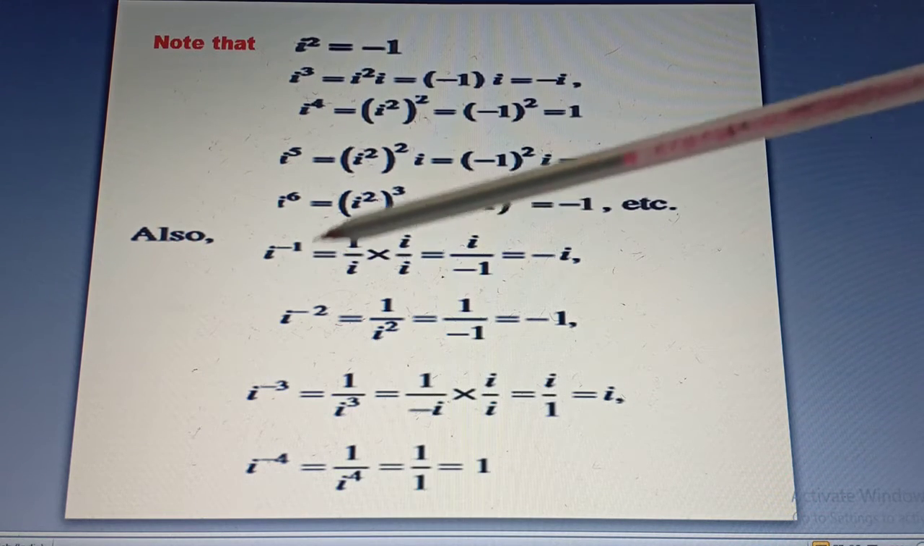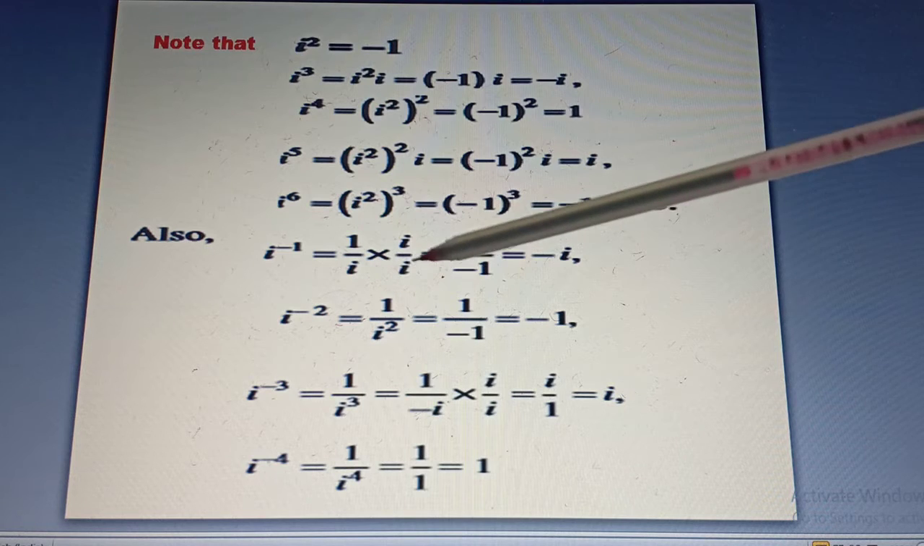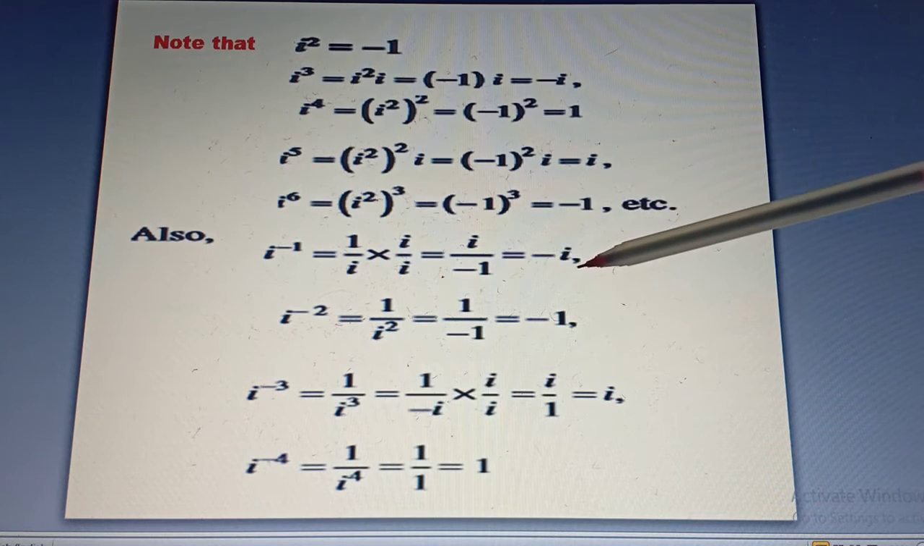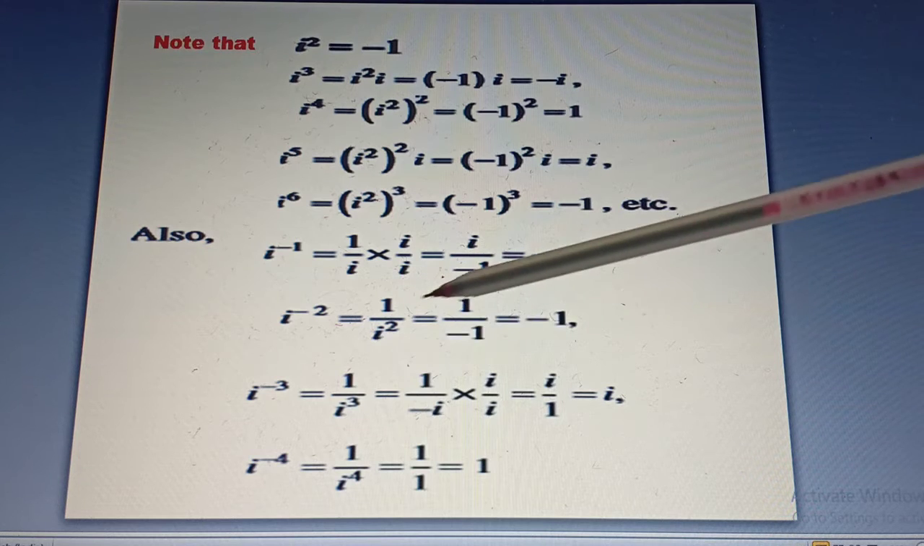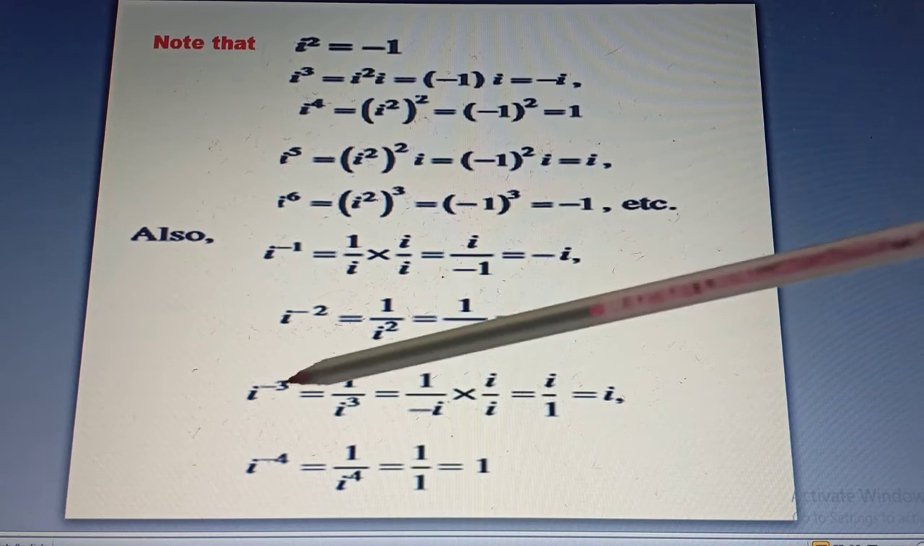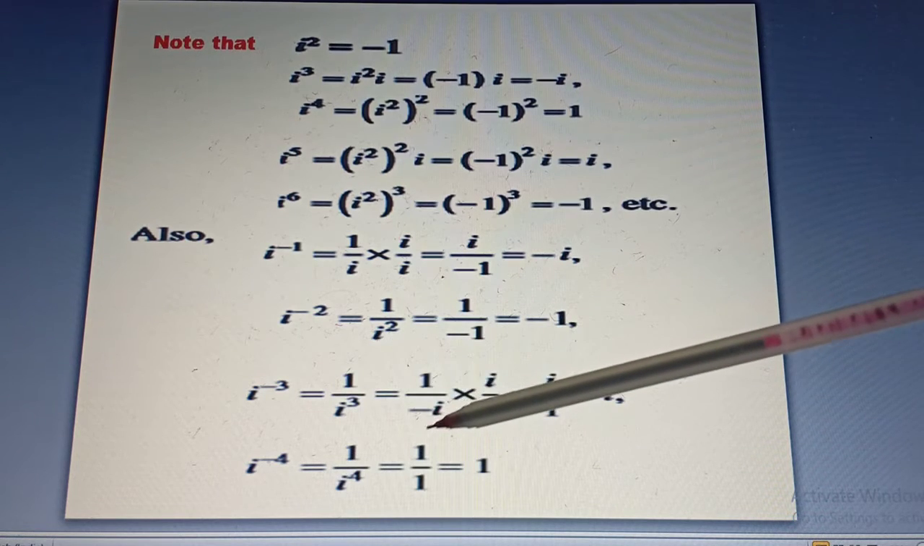Similarly, i to the power minus 1 is 1 by i. We can rationalize it: multiplying by i gives i by i square, which is minus i. i to the power minus 2 is 1 by i square, 1 by minus 1, which equals minus 1. i to the power minus 3 is 1 by i cube.